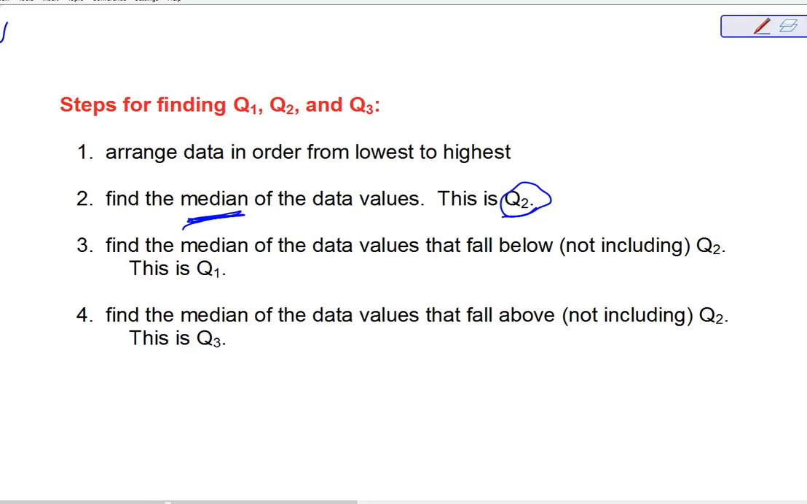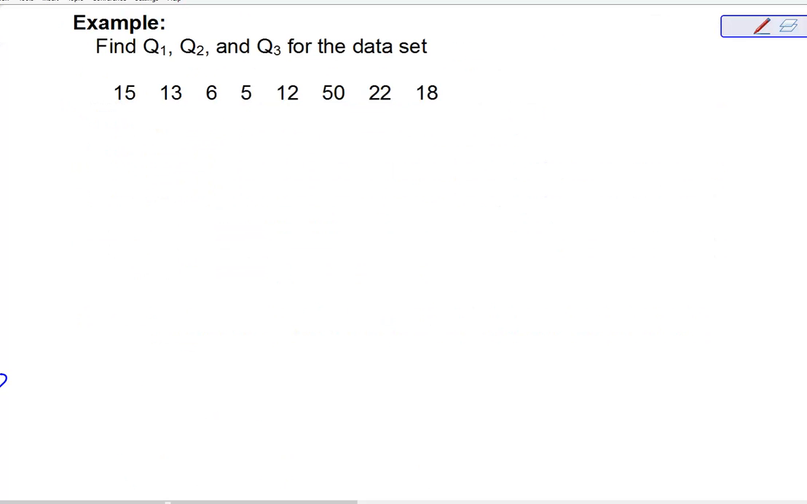Then we're going to find the median of everything below Q2. And we have to be careful here. We do not include Q2 in the numbers that we're counting here. And I'll give us an example in a minute. But we don't include that number in there. Okay? Then to find Q3, we find the median of the values above Q2. So let's go to an example.